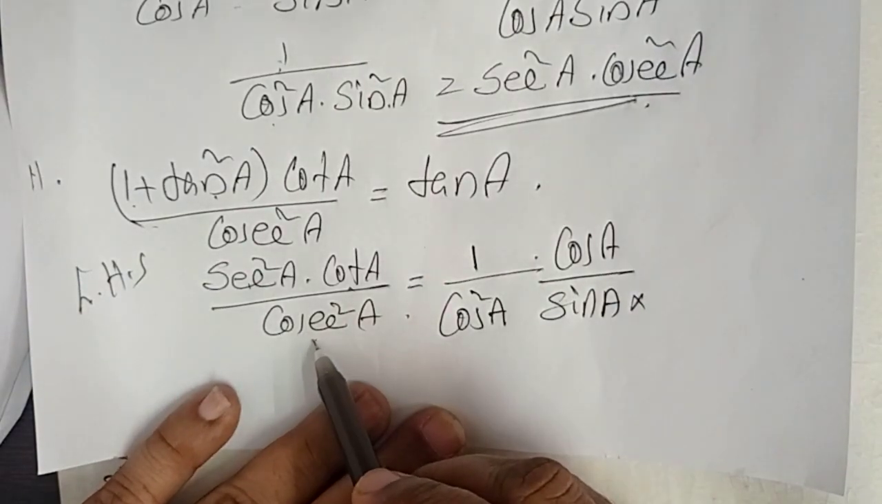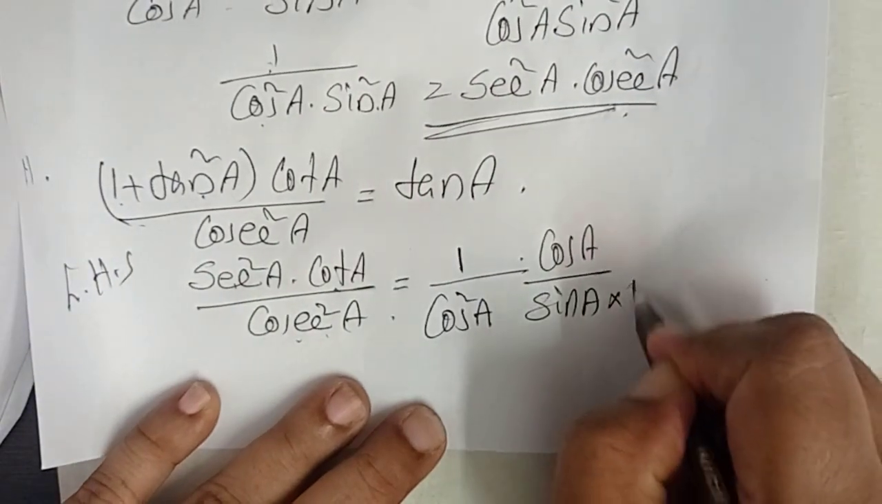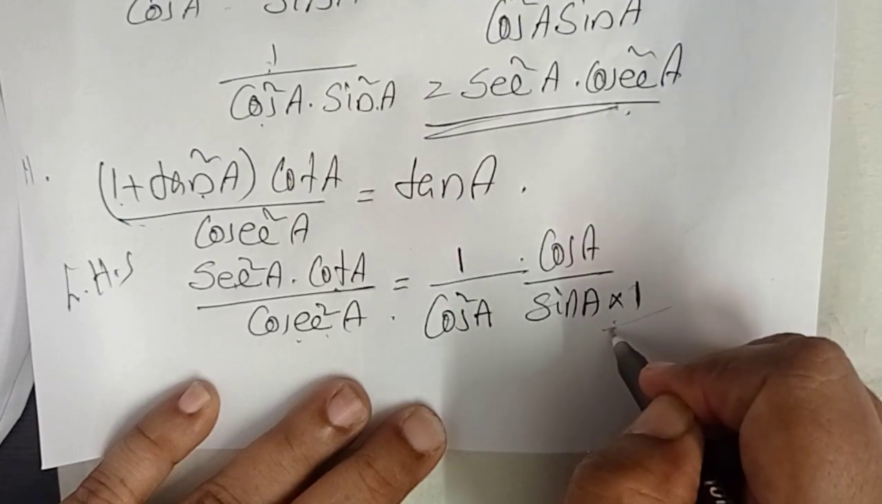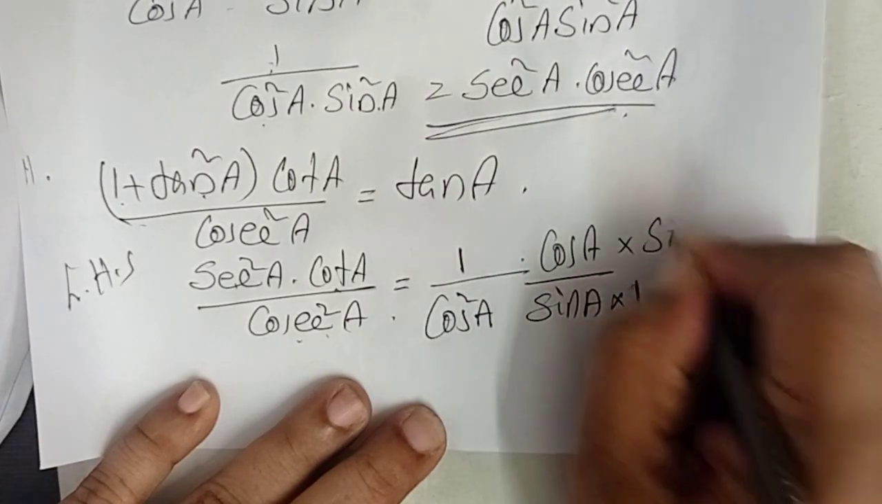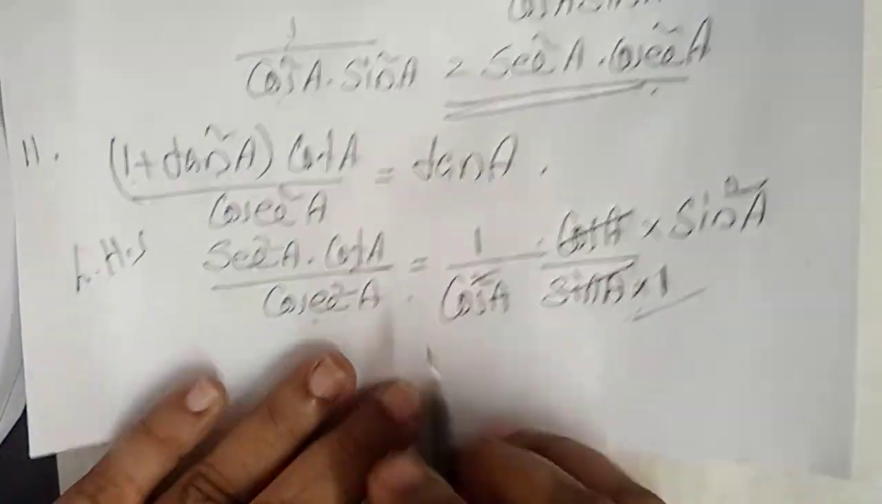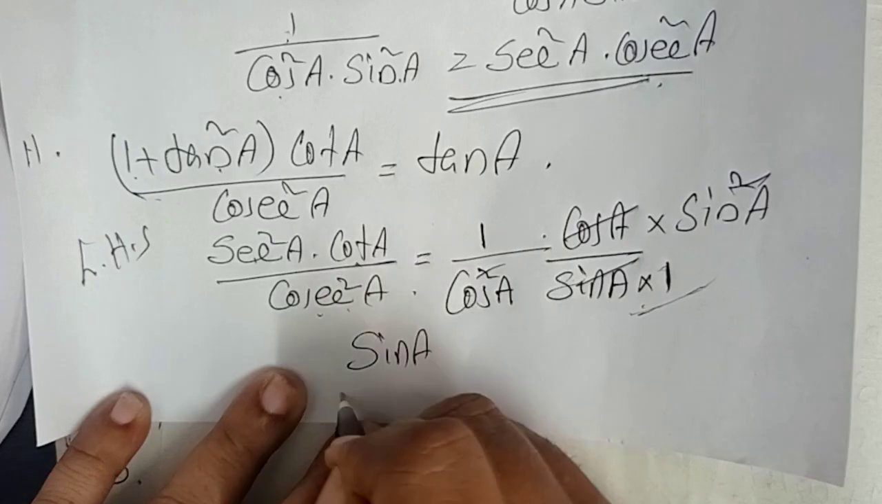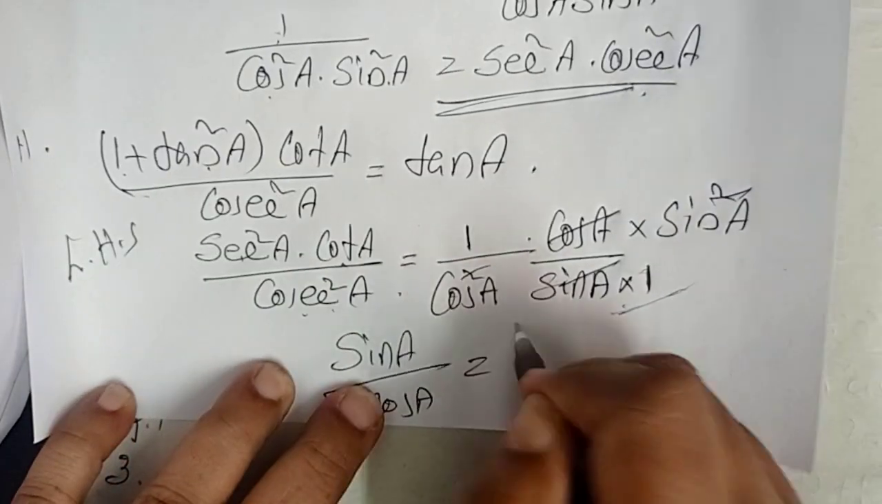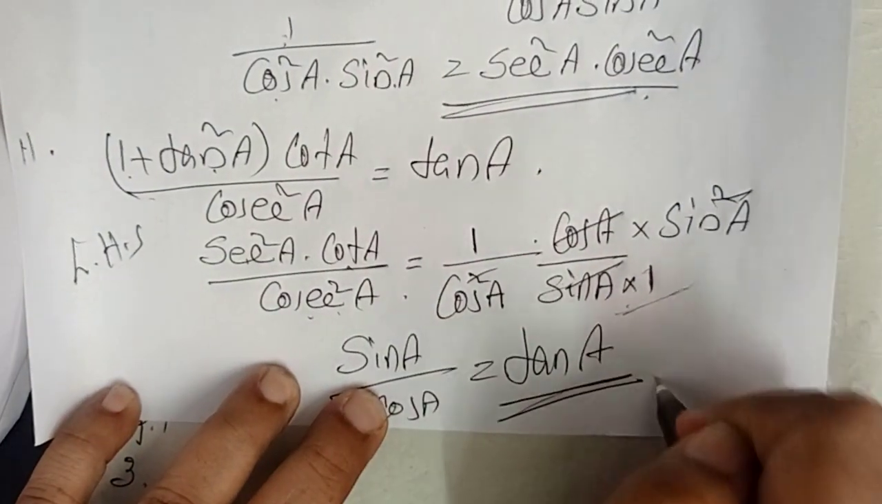All of you look at the denominator. Cosec square A is 1 by sin square A, means 1 by that comes in the numerator. Cos A cancel, 1 sin A cancel. Therefore, sin A by cos A. What is the result? Sin A by cos A is, yes, tan A.